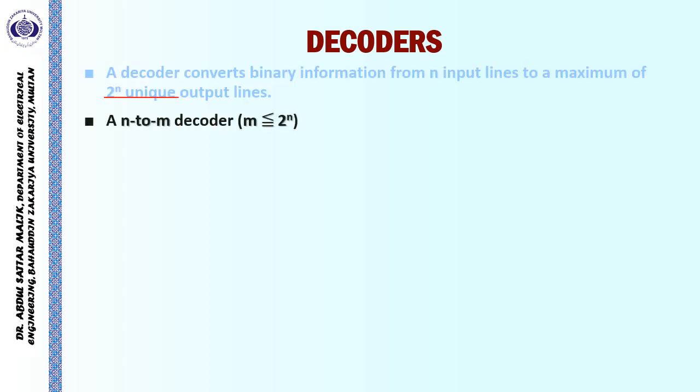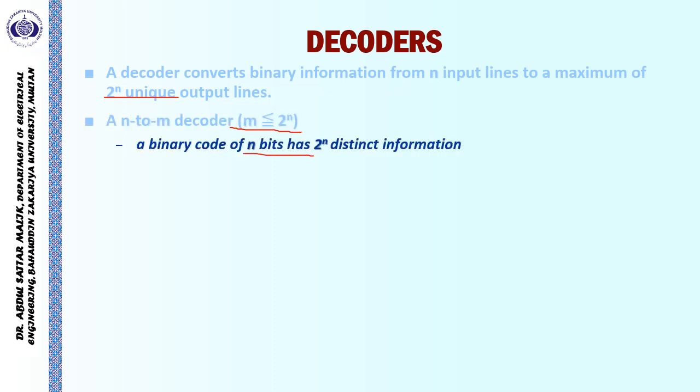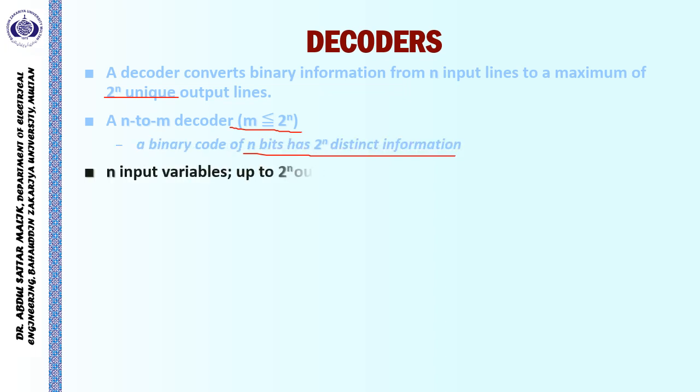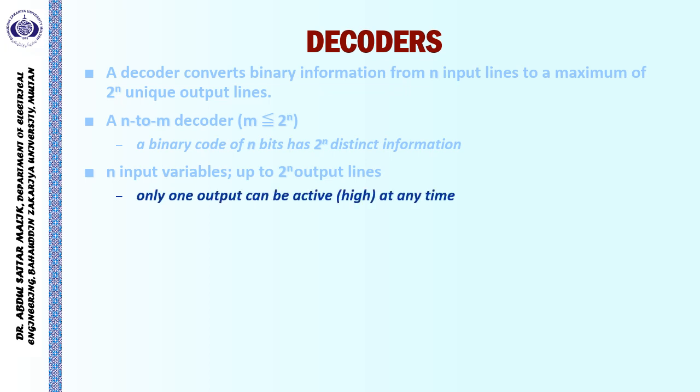And that is called an n-to-m decoder, where m is less than or equal to 2 raised to the power n. A binary code of n bits has 2 raised to the power n distinct combinations. We already know that. So we will have n input variables and a maximum of 2 raised to the power n output lines in case of a decoder. Only one output will be active or high at any instant of time.